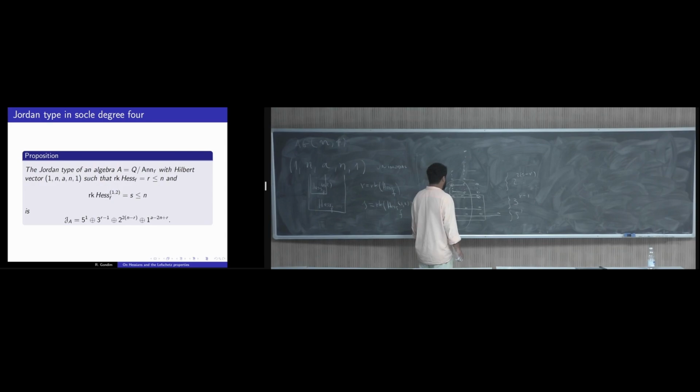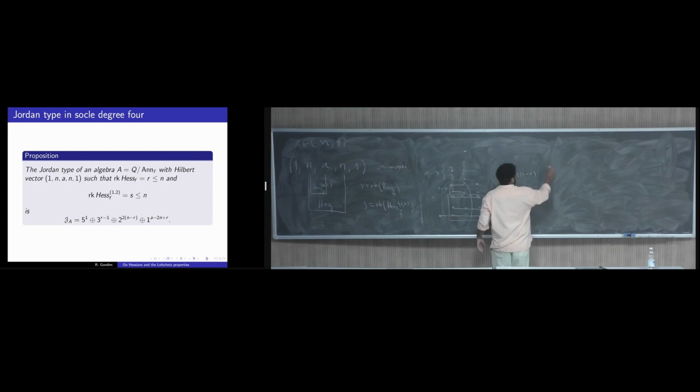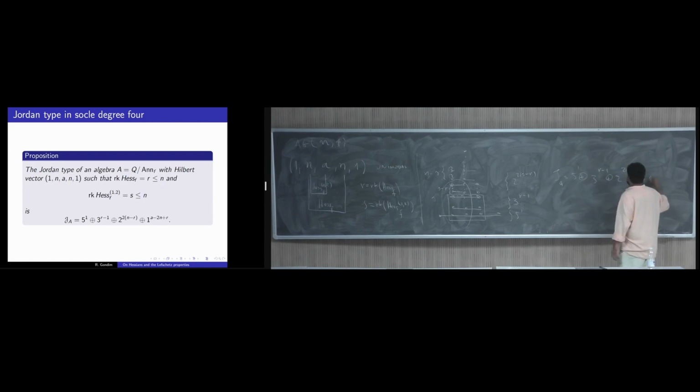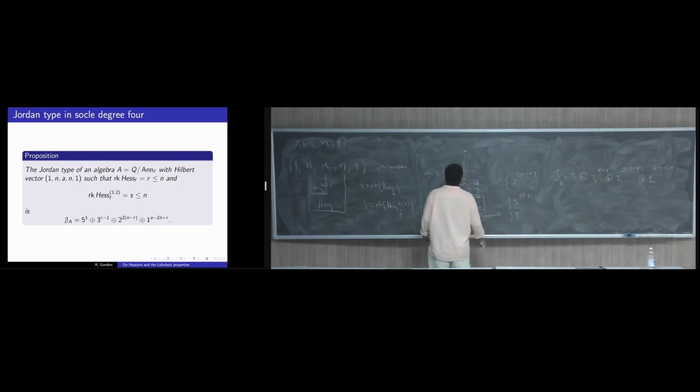And then here, ones. How many ones? N minus S ones. 5, 1 plus 3R minus 1 plus 2 times S minus R plus 1, 2 times N minus S by symmetry, plus these guys here, A minus S.